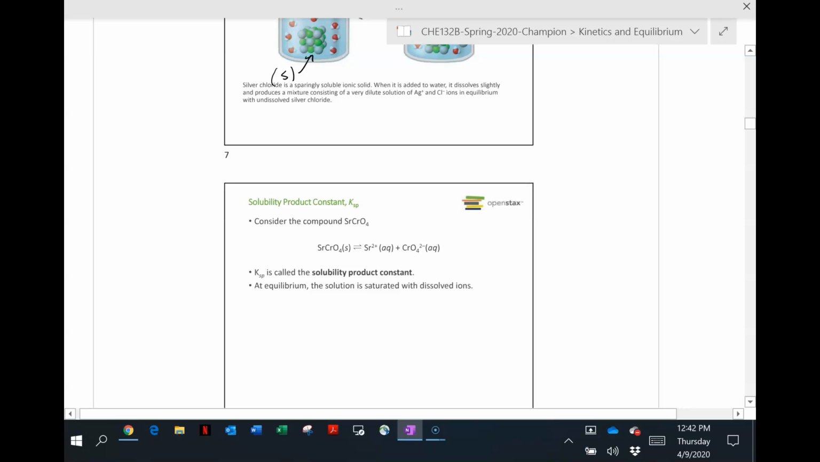So we take these sorts of equilibria and we write the equilibrium expression. For this particular equilibrium, K would be the product, so strontium 2+ concentration times chromate ion concentration. And then you think about putting the reactants on the bottom, but you notice the reactant is a solid, so we leave it out of the equilibrium expression.